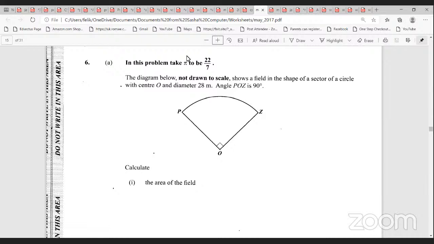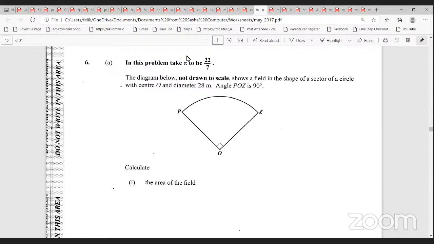Okay, so now that I've given you the opportunity to read through the question, we're going to go ahead and solve the question. The first thing it says, in this problem, take pi to be 22/7. So we know that sometimes we use pi as 3.14 or 3.142, but in this question, they're asking you to use pi as 22/7.